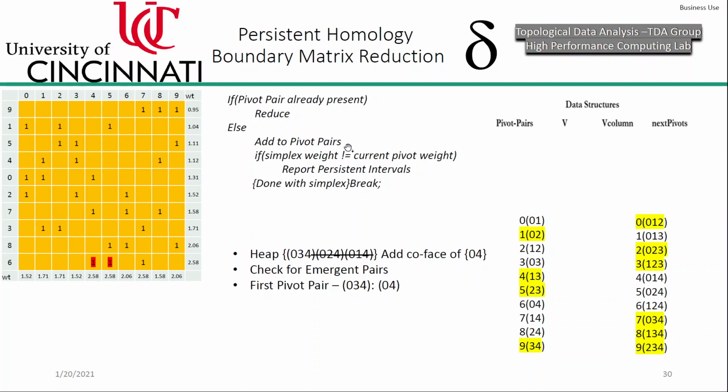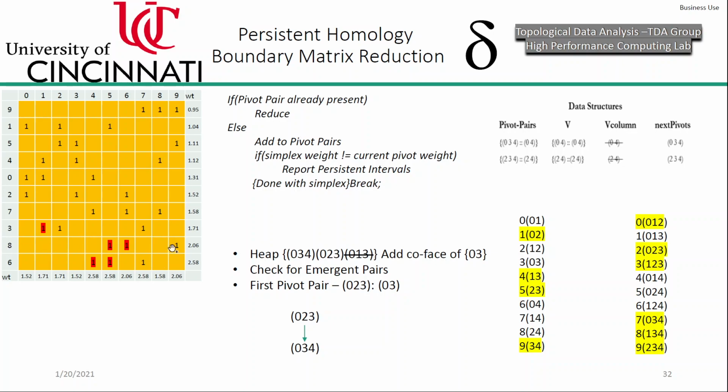So we'll just add them to the pivot pairs and see if the weights are different. We see that the simplex 0, 4 has 2.58 weight, and its coface 0, 3, 4 also has the same weight, which is 2.58. So we add it to pivot pairs, but we don't report the persistent intervals. It is like it appears and disappears at the same moment. So we add it to the pivot pairs, we add it to the V column, and we add it to the next pivots, and then we are done with it.